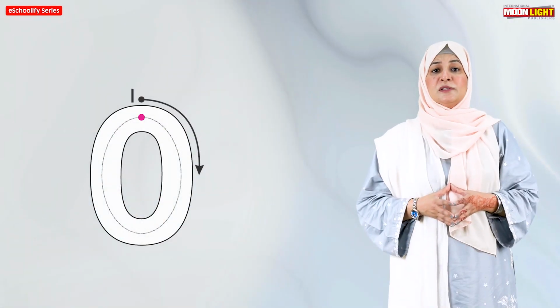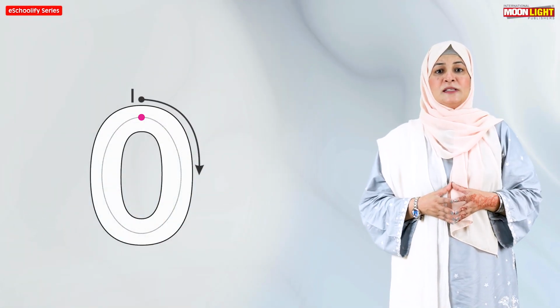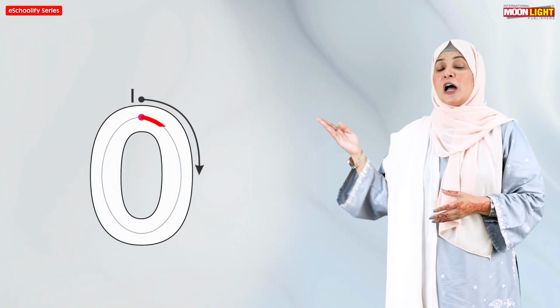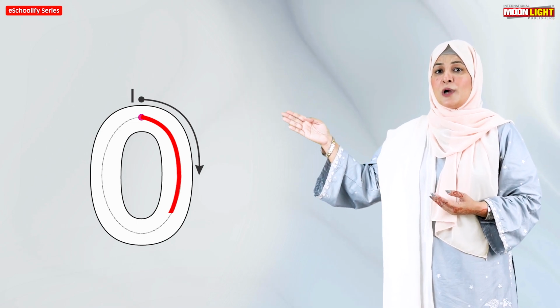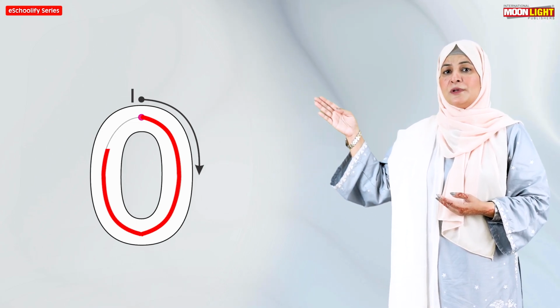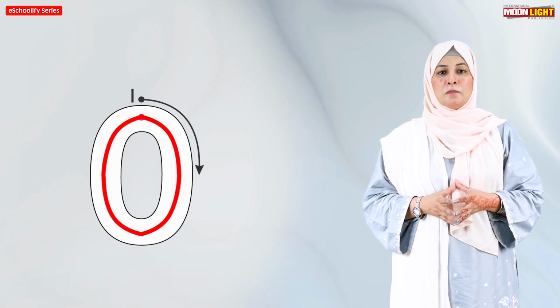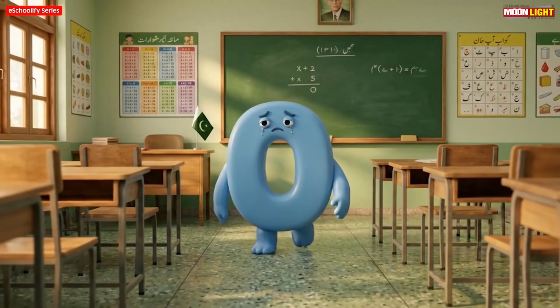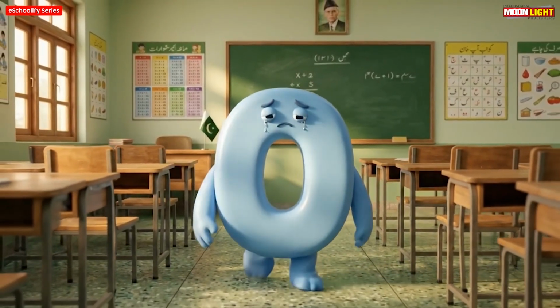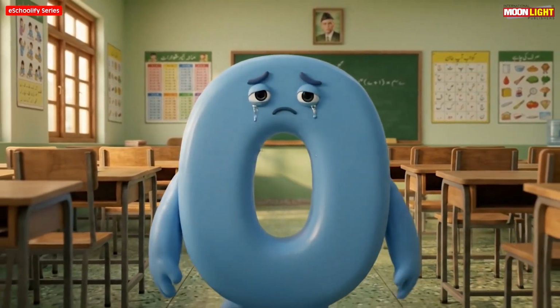So, now let's start how to write number 0. Start from the dot, go round, round, round, round, round and stop. It will make number 0. 0 is sad because 0 means nothing.